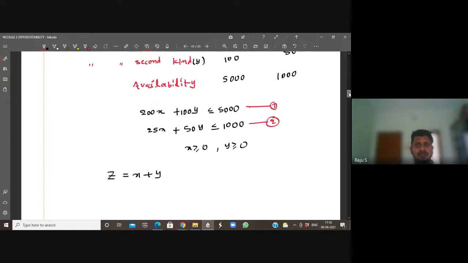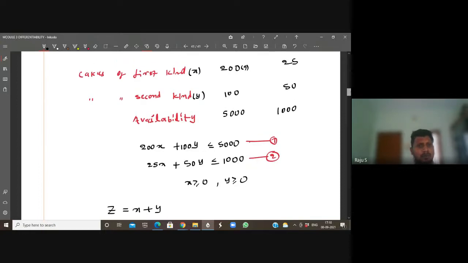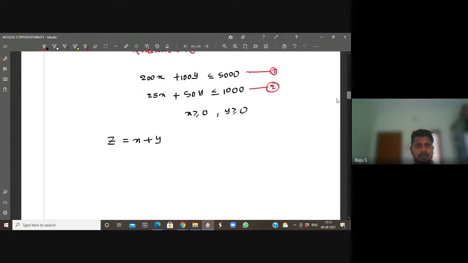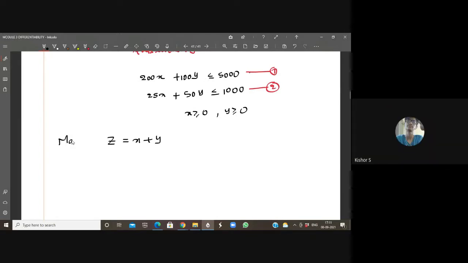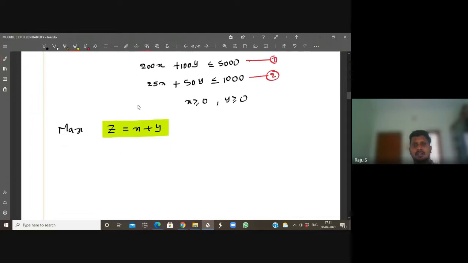As for the mathematical formulation of the given problem, do we need to find the maximum number of cakes or minimum number of cakes? Minimum is 0. So we maximize. We can find the maximum number of cakes with the availability of 5 kgs of flour. This is the required objective function. These are the constraints.